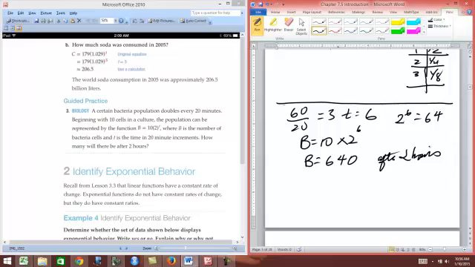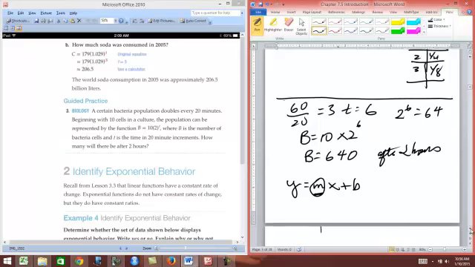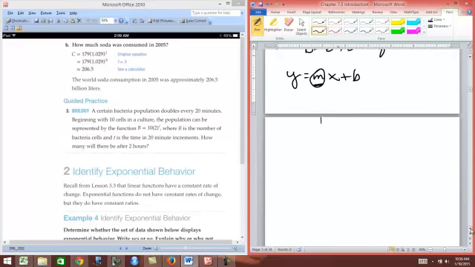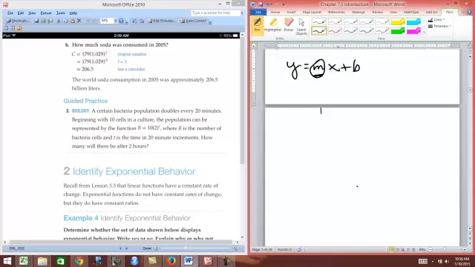Okay, identify exponential behavior. Recall from lesson 3.3, the linear functions have a constant rate of change. y equals mx plus b. M is the rate of change, and it's a constant. It's a fixed number. It doesn't change. And then that rate of change multiplies the input x.